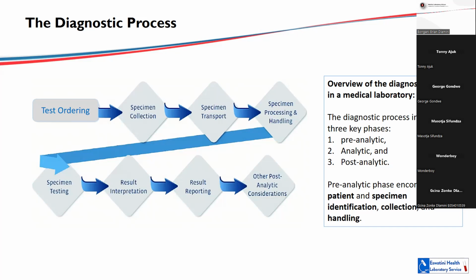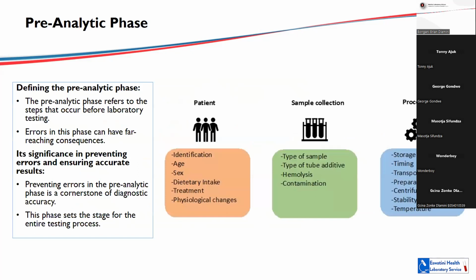So the pre-analytical phase refers to all the steps that occur before the laboratory testing. As we have seen, we are supposed to positively identify patients by age, sex, dietary intake. Sometimes we have to know whether it's a fasting or a random blood sugar, for example, the treatment that they are taking, physiological changes. Then we go on to do the sample collection.